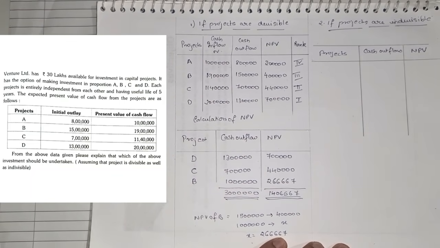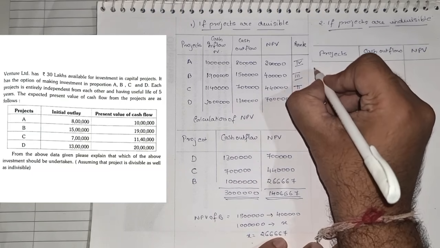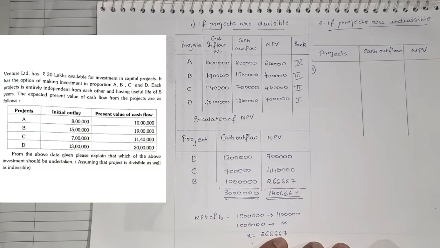Okay, now look at this very carefully. I can make investment only up to 30 lakhs. So I'll have to take various combinations so that my spending is 30 lakhs, and I'll have to see that the NPV should be maximum. Okay, so now check this first option.